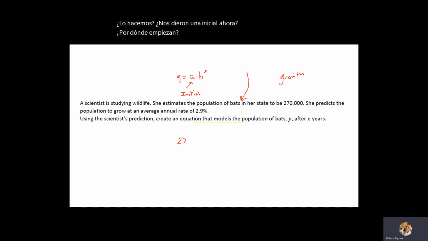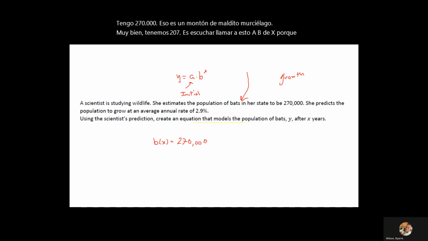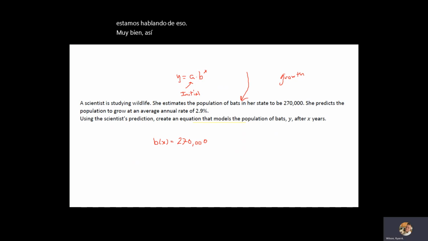Very good, 270,000. That's a lot of bats. All right, so we have 270,000. Let's call this B of X because we're talking about bats. All right, so we just got our initial amount out of the way. So now we have to multiply it by, is the parentheses for a growth problem going to be greater than or less than 1? Greater than, okay? So when our b is greater than 1, it's growth.